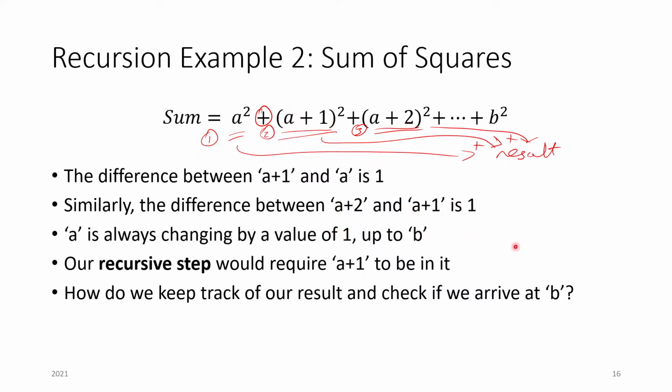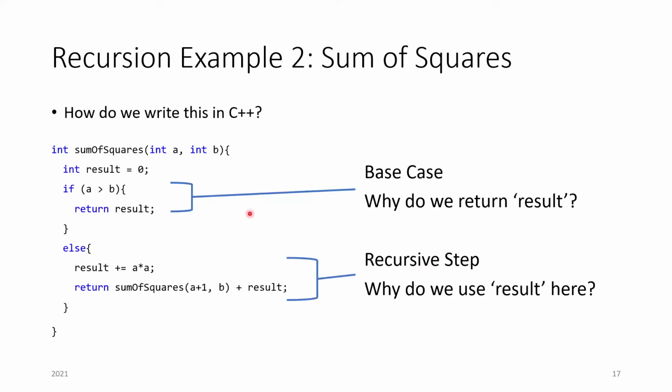Remember, a here is always going to be less than b, because a is the lesser value, b is the greater value. So because we know a is always changed by a value of 1, that means the recursive step will have a plus 1. And to keep track of how we go about doing this, I'm going to go back to the code here and show you how we formulated it. So the base case, which is very obvious: once a goes greater than b, you need to return the result immediately. You don't want a going greater than b because a needs to be less than b.